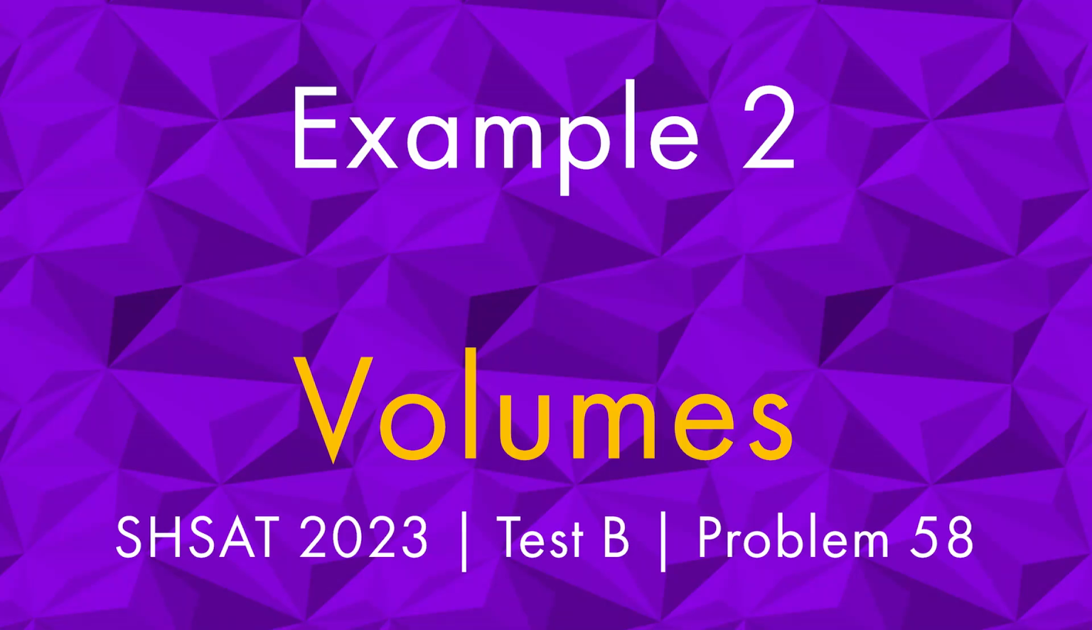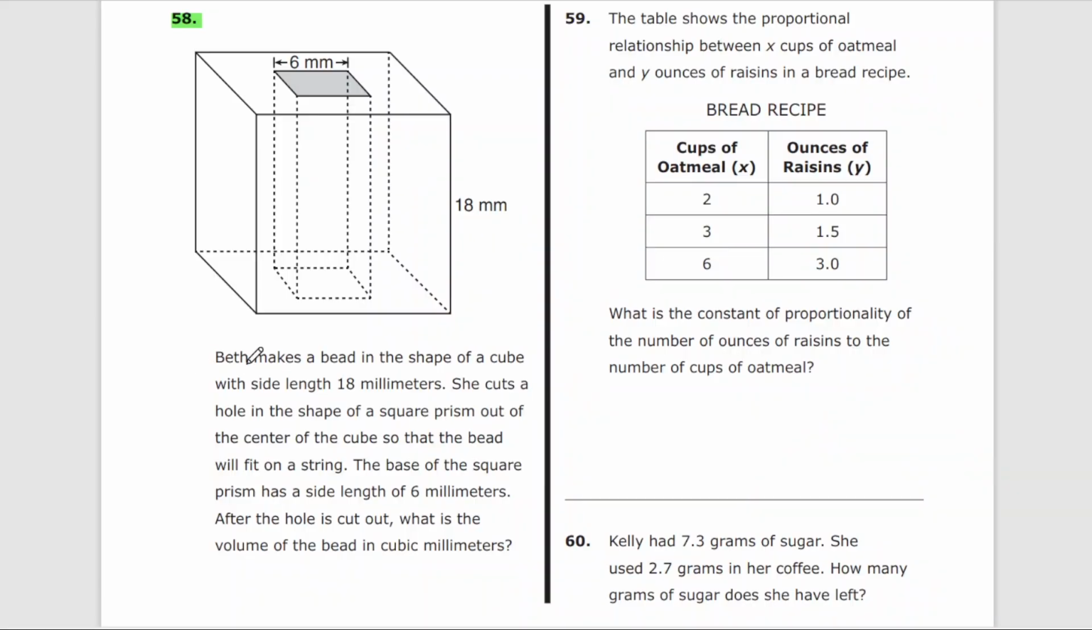Next problem is problem 58, test B, SHSAT 2023. This one is a tough one. Beth makes a bead in the shape of a cube with side length of 18 millimeters. She cuts out a hole in the shape of a square prism. The base of the square prism has a side length of 6 millimeters, so it's 6 by 6. This one is also 6. After the hole is cut out, what's the volume of the bead in cubic millimeters?